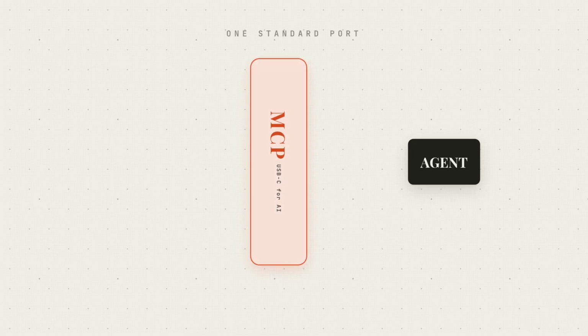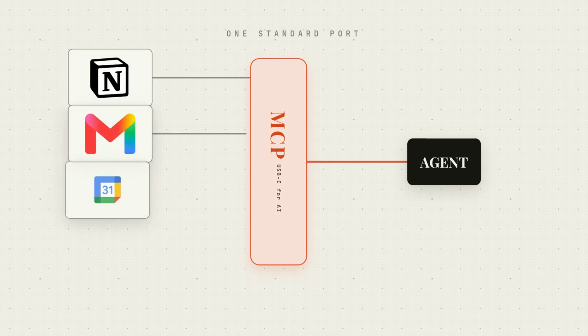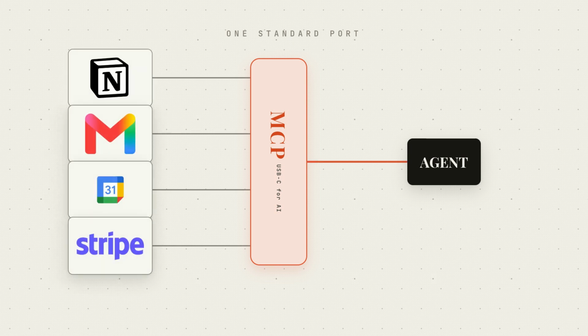The simplest way to understand MCP is to think of it like a USB-C for AI. One standard port that everything plugs into. An MCP comes with something called an MCP server, and it wraps a tool. Let's say Notion has an MCP server. Now every AI agent can connect to Notion via MCP.